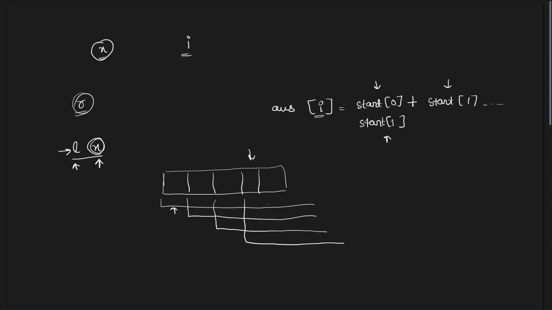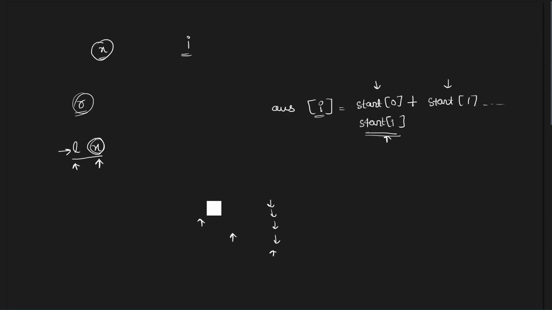range starting from 0 is also contributing here, range starting from 1 is contributing here, range starting from 2 is contributing here, as well as the range starting from 3 is contributing here, right? So this is how I have formed this formula, right? So this is the first part of the question.